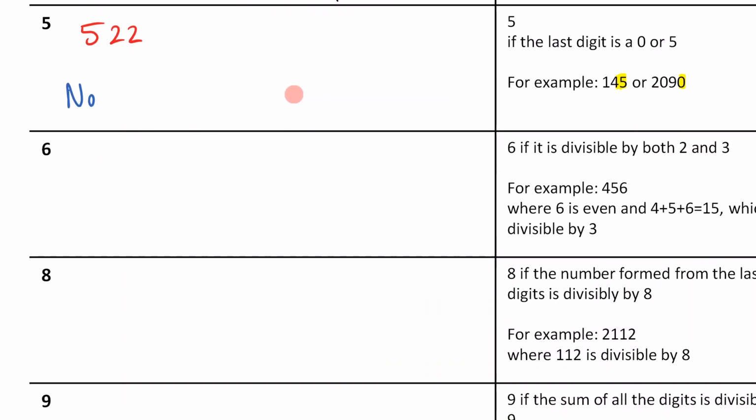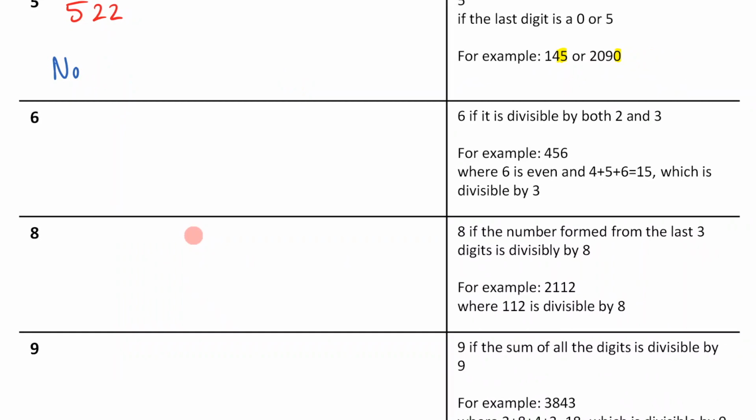What about 6? 6 is a bit different. 6 is 2 tests in 1, believe it or not. So a number is divisible by 6 if it is divisible by both 2 and 3. So for example, 456. Well, it ends in an even number, so that means it is divisible by 2. And if I go 4 plus 5 plus 6, that's equal to 15. And 15 is divisible by 3. So that means it's also divisible by 3. So that means it's divisible by 6. So it has to pass 2 tests to figure out if it's divisible by 6. So let's go through our 2 tests here.